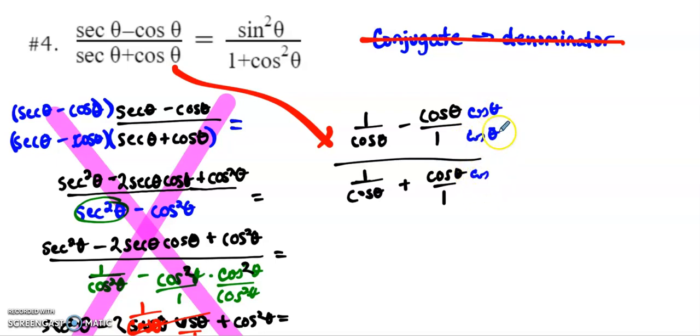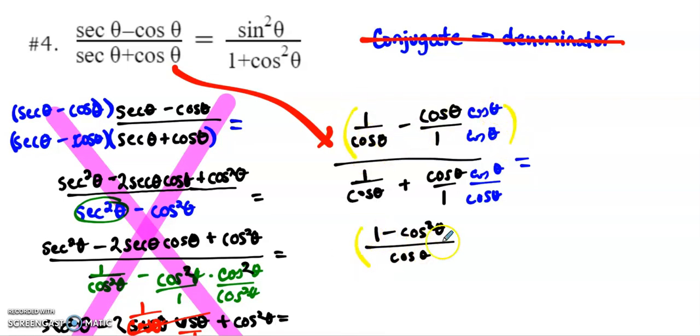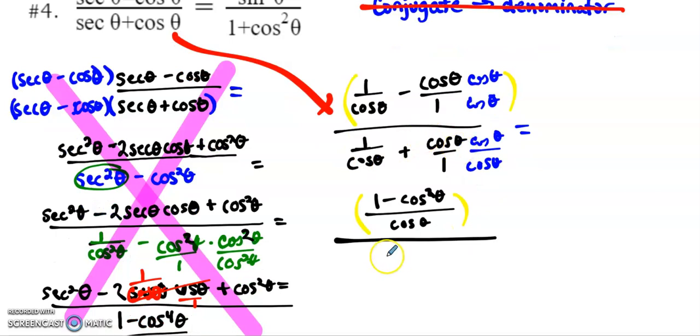Cosine. These are thetas. I do not know what is going on with my stylus right now, folks, but it is really not doing its job very well. This is going to give me 1 minus cosine squared over cosine. What I just wrote down, by the way, I'm going to use my yellow. This is this first fraction I just wrote down. I'm trying to use the color to kind of help clarify that. And then the denominator is 1 plus cosine squared over cosine.